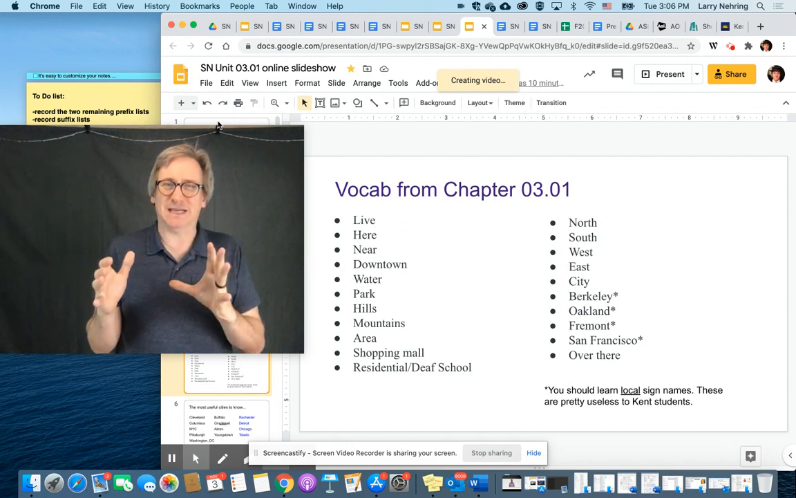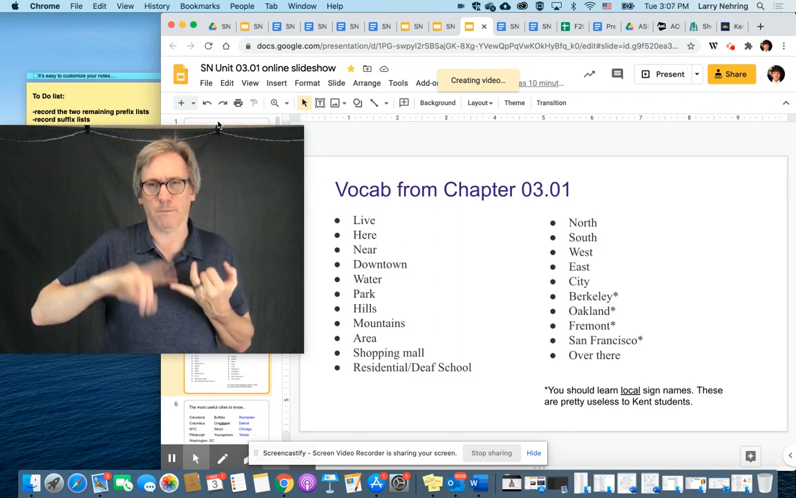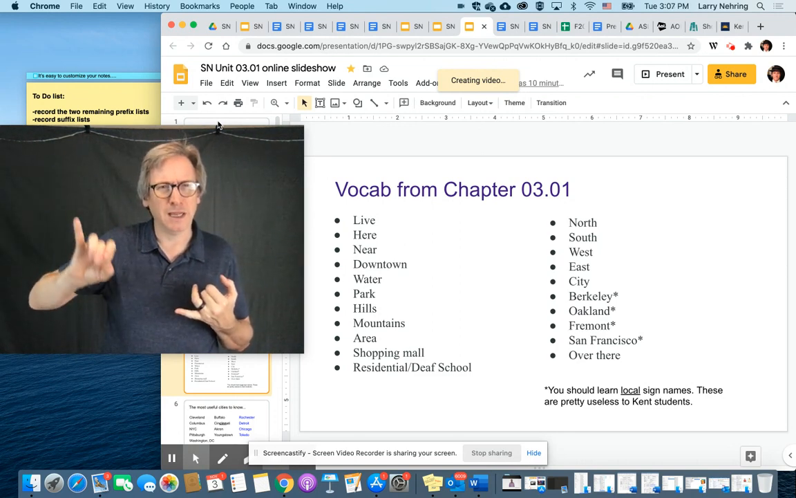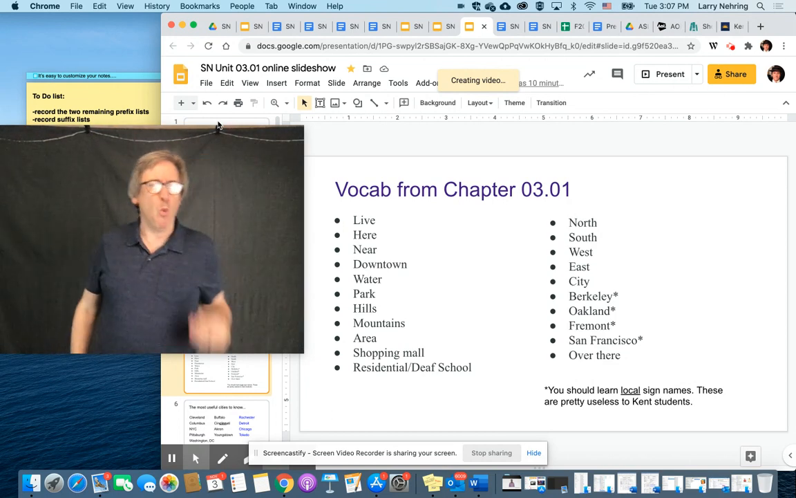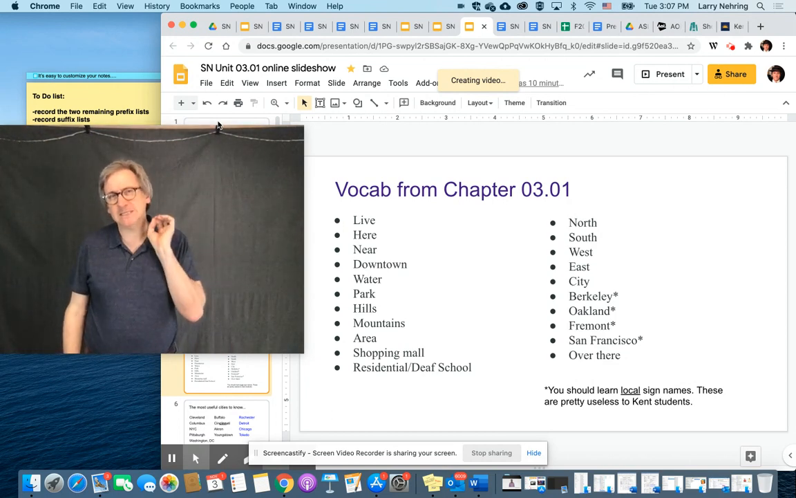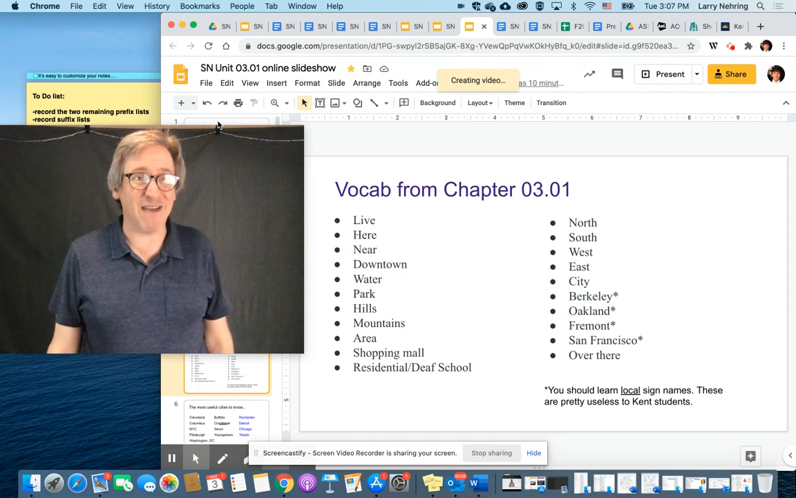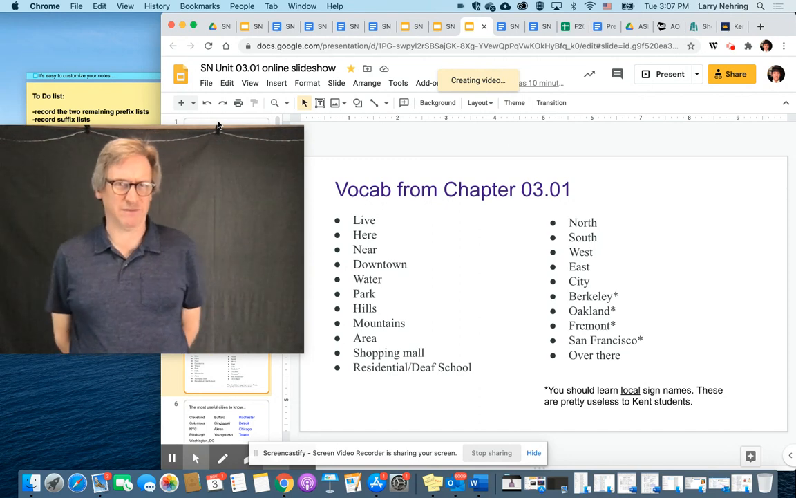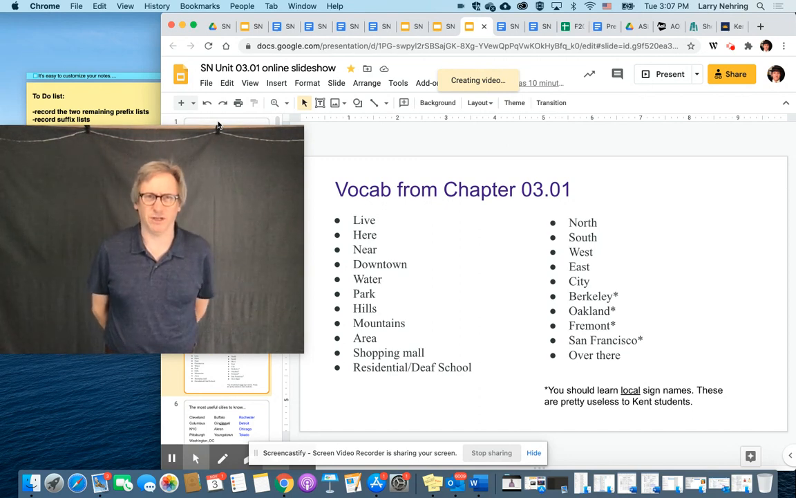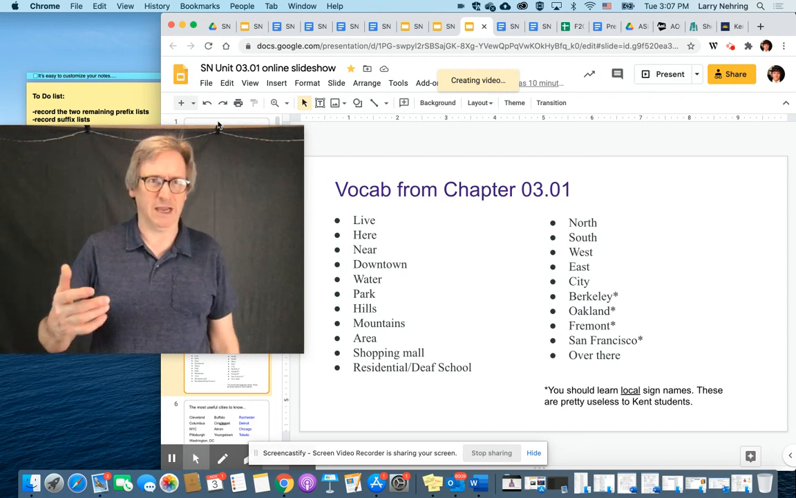Now we get to name signs. The book will give you Berkeley, Oakland, I think it's Fremont, and San Francisco. Why they give California signs is still kind of a mystery to me, because I think once in the last 10 years I've referred to Berkeley, California, and that was about a friend, and it didn't matter that Berkeley's sign was Berkeley.